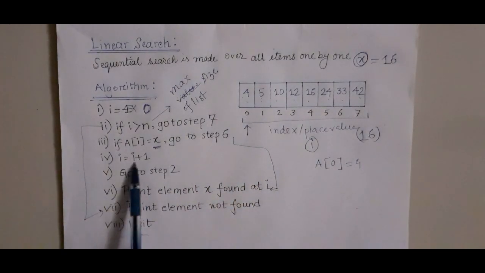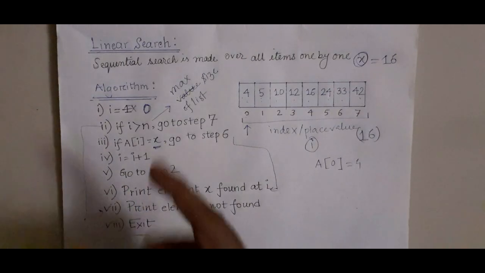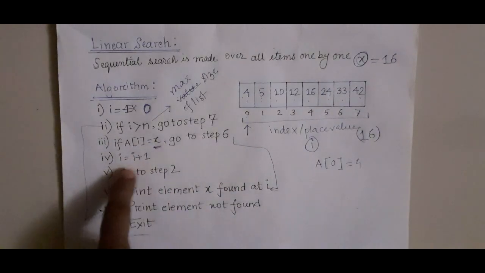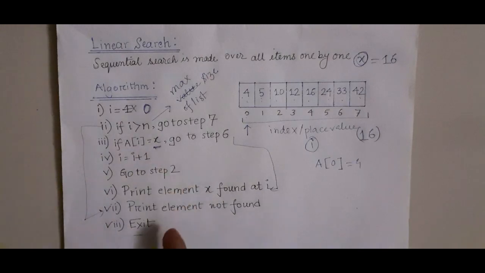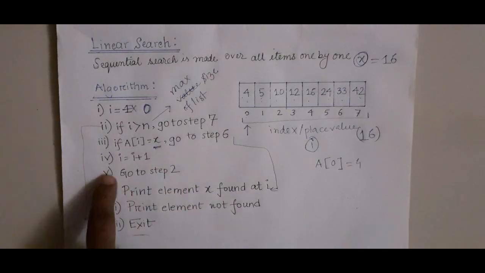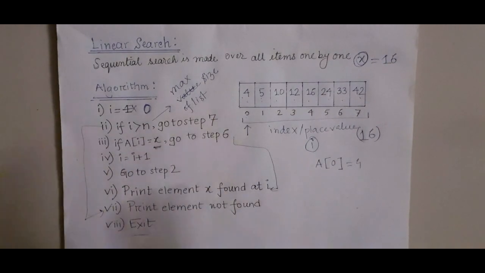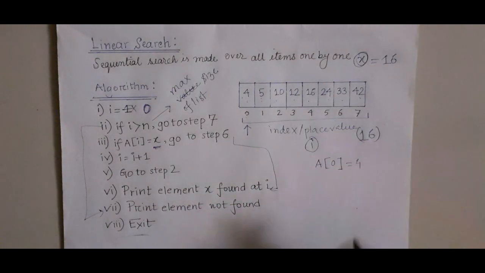Then in step 4, I have written down that we need to increment the value of I. I should be equal to I plus 1. Then we need to go back to step 2 and follow the steps. So maybe this algorithm is a little bit confusing for you. Let's take this example to simplify this one.